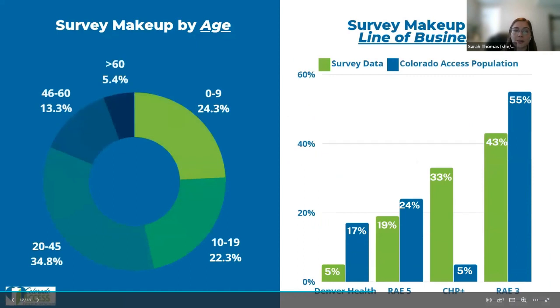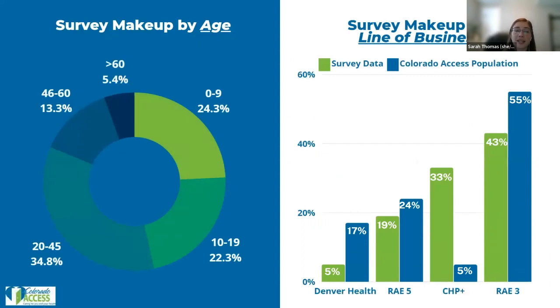So, more demographics: survey makeup by age. The 20 to 45 age group was the highest, followed by the 0 to 9 and 10 to 19 age groups. And this makes sense, with a good proportion of those survey respondents representing the CHIP, or Child Health Plan Plus, line of business. And so the age groups of 45 and up were less represented.